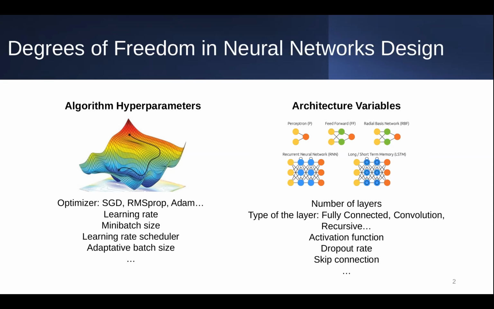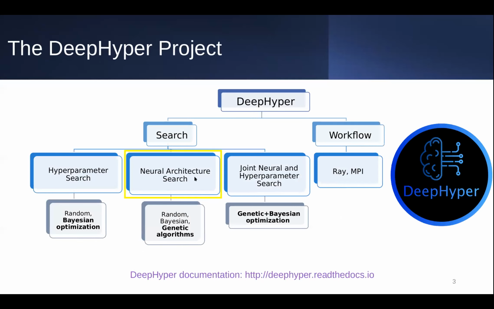You may also wish to fix some layers. Let's say that you want a certain layer over there and you want the architecture to be searched across that layer. So these are things that don't fit into a grid search, right? And that's the nice thing about this particular feature of DeepHyper, which sits right in the middle, as you can see in the schematic, where we are able to search across neural architectures.